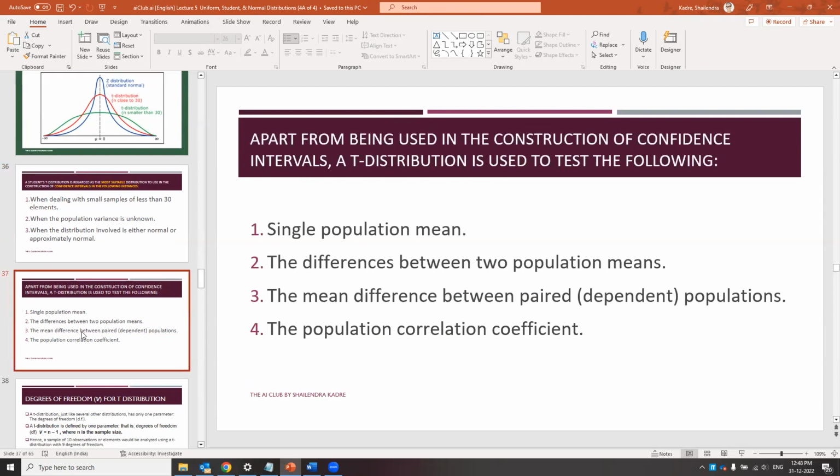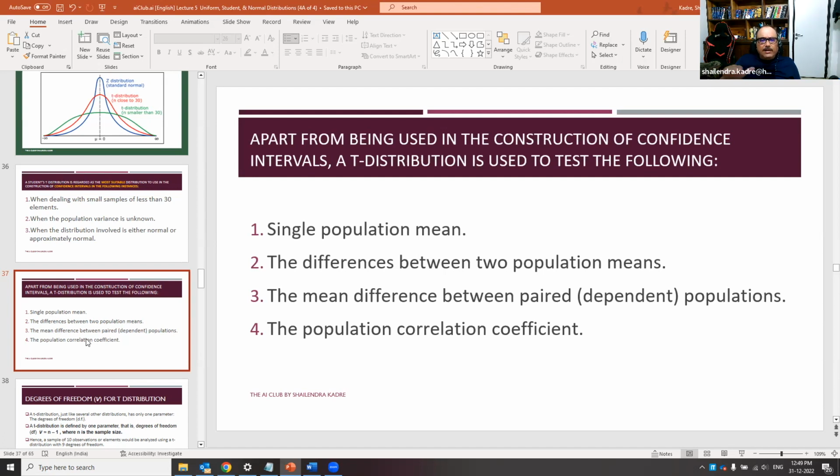Okay. So now there are some examples in which we use this t distribution. Apart from being used in the construction of confidence intervals, which we have not studied so far, when we come to the lecture on hypothesis testing, we will study what a confidence interval is, and there we use the t distribution. Apart from that, just remember these four cases where the t distribution is generally used. I'm not explaining much.